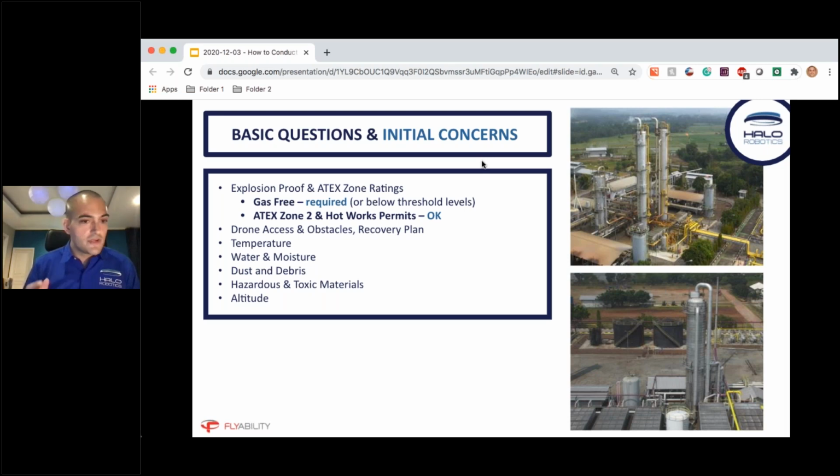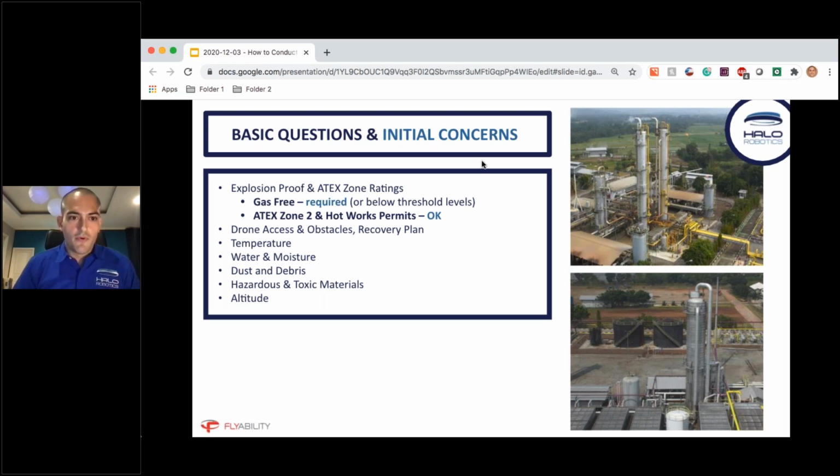A couple other key questions in terms of the drone, and questions that people are initially, some of the resistance points that especially HSE or asset managers are quite concerned about in terms of just using the drone in that area.